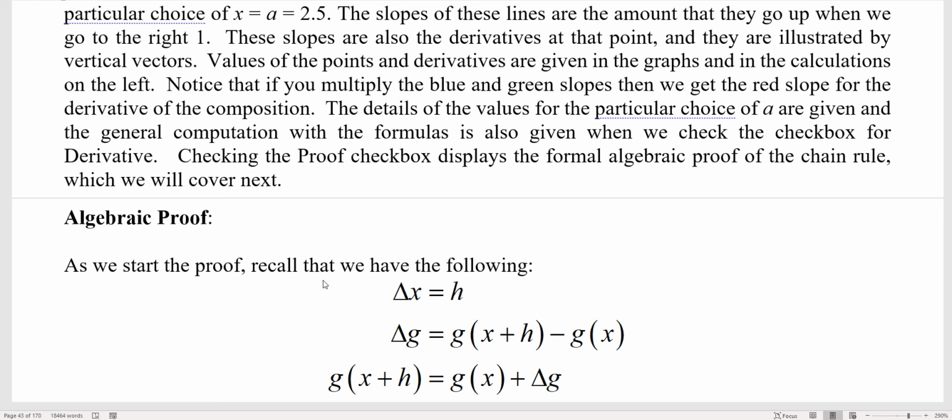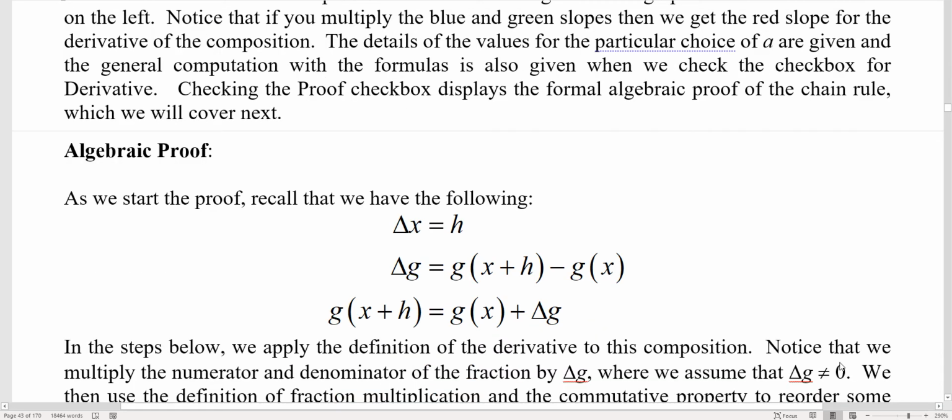So delta g then is the numerator of the difference quotient. That is g of x plus h minus g of x. That's the change in g. Now g of x plus h then is delta g plus g of x. Now g of x plus the amount of change in g gets you to the new value on g.